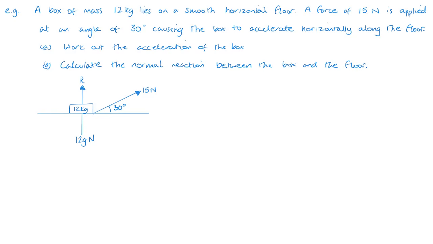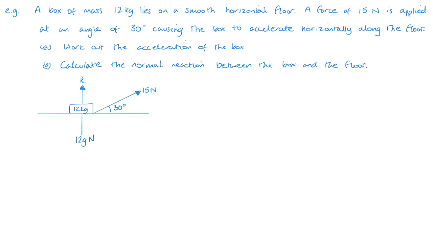A force of 15 newtons applied at an angle of 30 degrees, and the box accelerates horizontally along the floor. So it's not lifted up, it is going horizontally along the floor. Work out the acceleration of the box and calculate the normal reaction between the box and the floor.